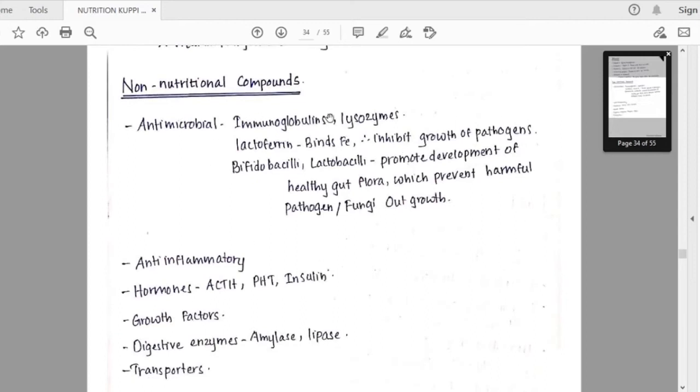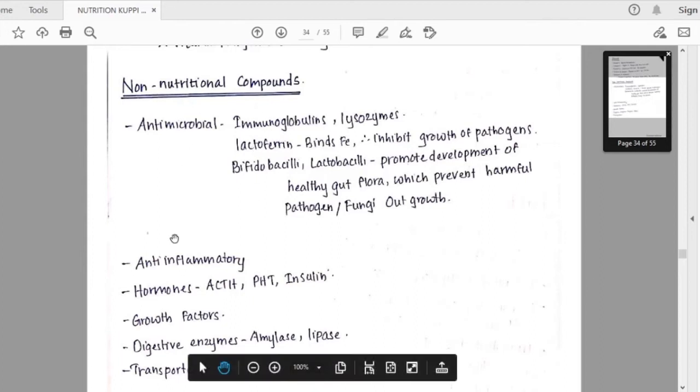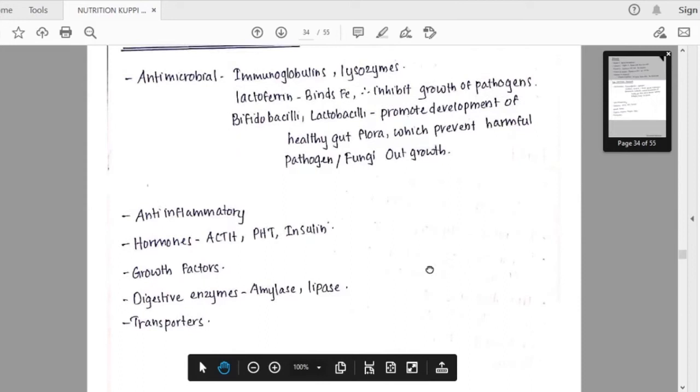Then the baby gets specific immunity. Antibodies come through. Mother's milk has different immunoglobulins and lysozymes and compounds, so the baby has immunity, because of the transfer of immunoglobulins to the child by breast milk.